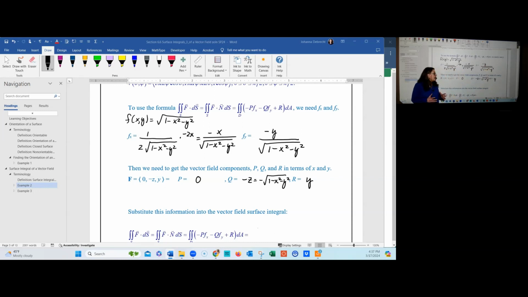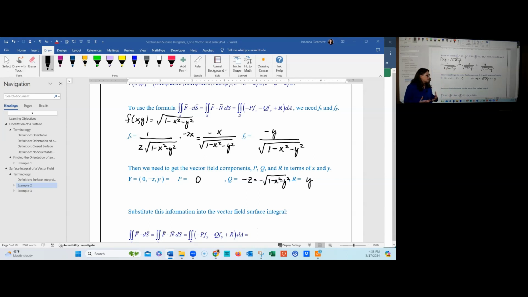Now I need to go ahead and find the vector field components P, Q, and R, but in terms of x and y, my two parameters. P is 0, Q is negative z, but z is this radical. So Q becomes negative the square root of 1 minus x squared minus y squared. The third component, R, is given by y.